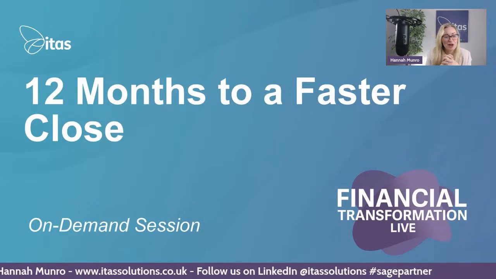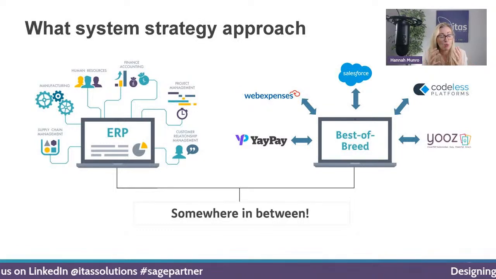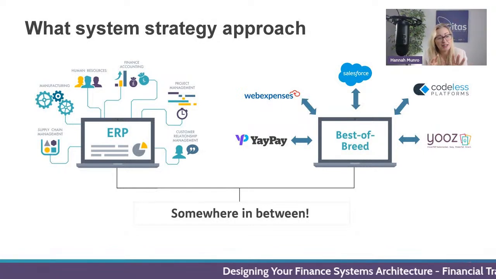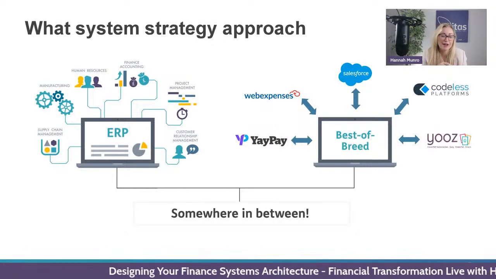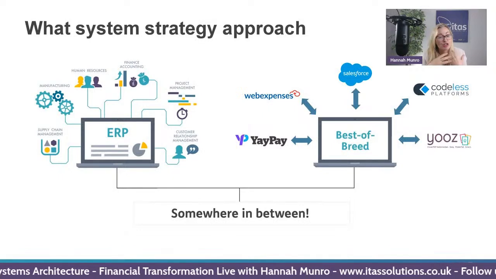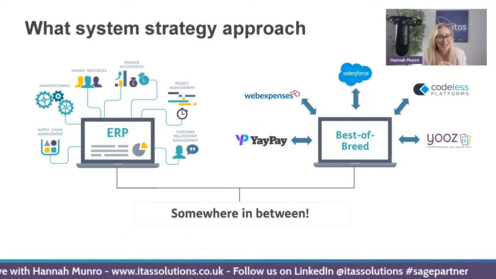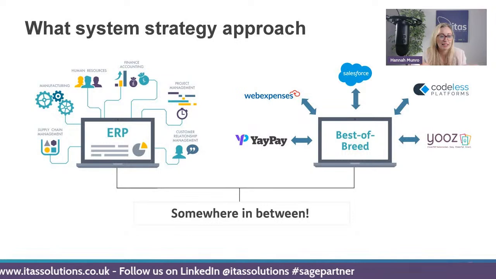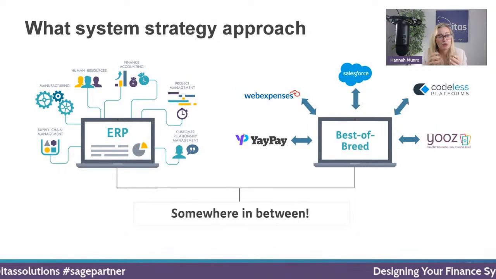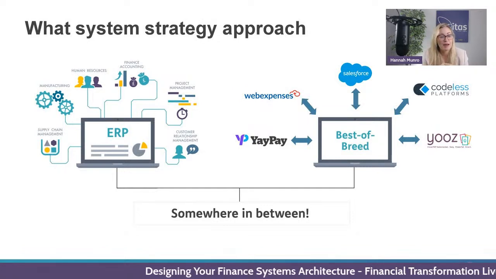So okay, what system strategy approach? What I'm going to talk about first is what strategies are available. There tend to be two categories of system approaches that I see. The first one is what I call the traditional ERP, and I don't use traditional in a negative connotation. It's very much about an all-in-one solution where you get everything within that product, and for all of the capabilities that you might need, there's a module for it. So that's option one.